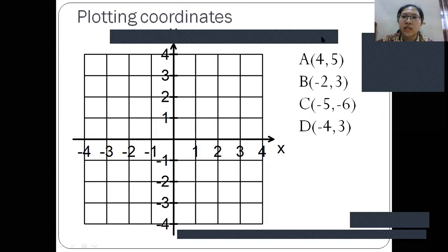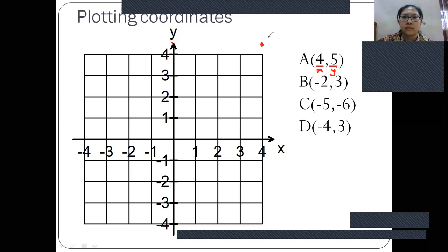Now it's time to do plotting coordinates. It says plot A at (4, 5). 4 here, remember, is the X. 5 here is the Y. Where will we draw A? On the X, it is 4. On Y, it is 5. So (4, 5) is over here. Yes, A.